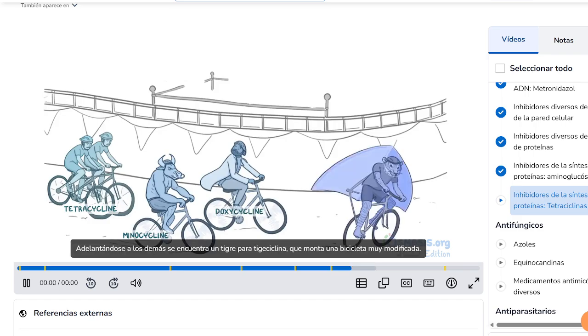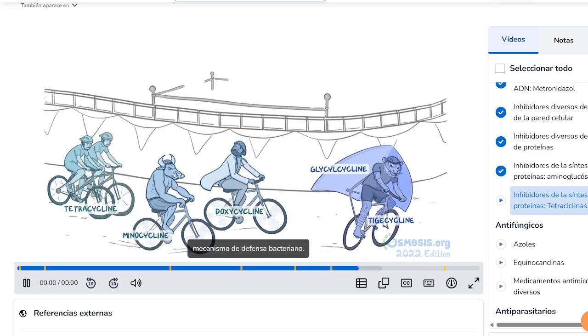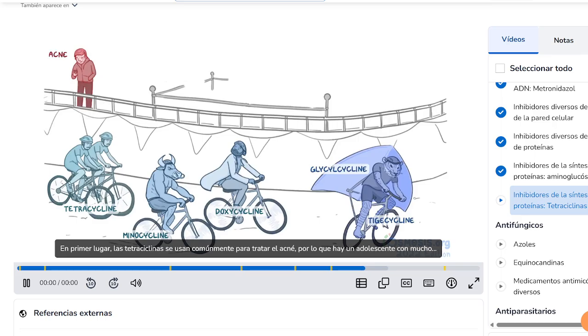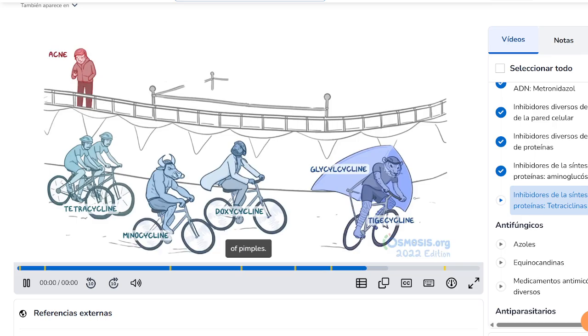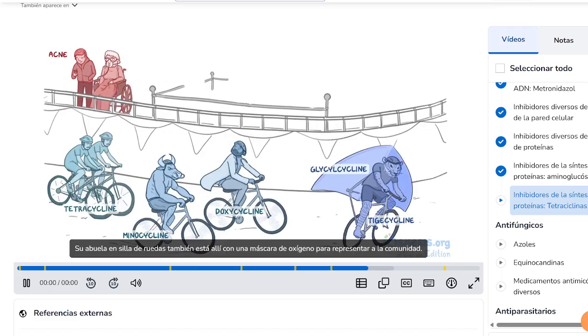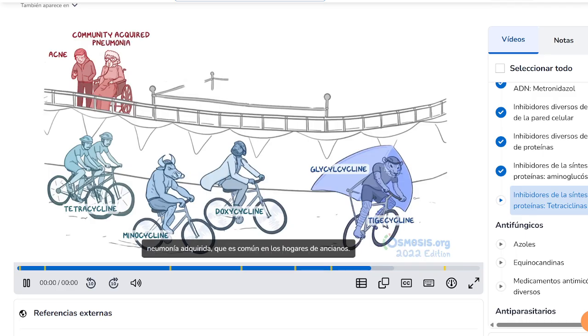Pulling ahead of the others is a tiger for tigacycline, who's riding a heavily modified hang glider bike because it's a glycylcycline, which allows tigacycline to easily glide over bacterial defense mechanisms. For the bugs treated by these medications, let's use the spectators of the race. First, tetracyclines are commonly used to treat acne, so there's a teen with a lot of pimples. His wheelchair-bound grandmother is also there with an oxygen mask to represent community-acquired pneumonia, which is common in nursing homes.